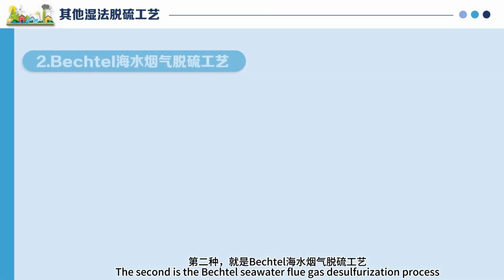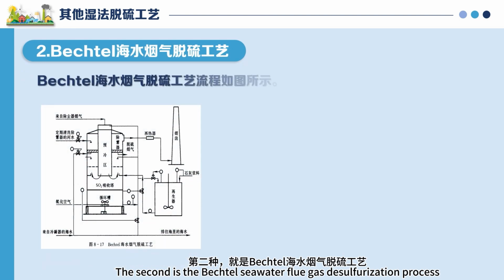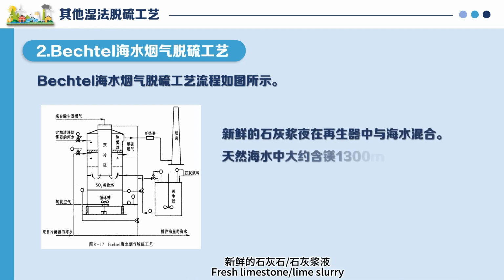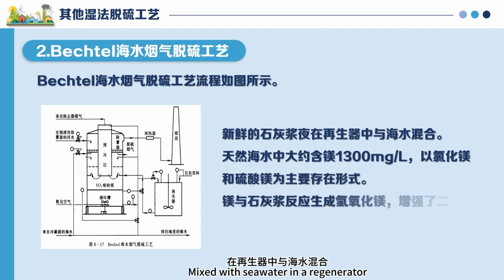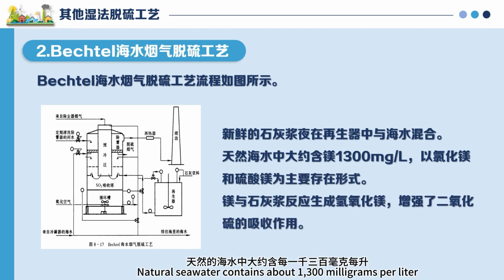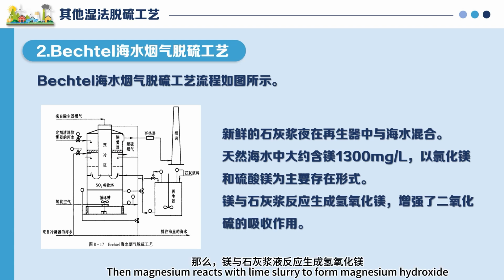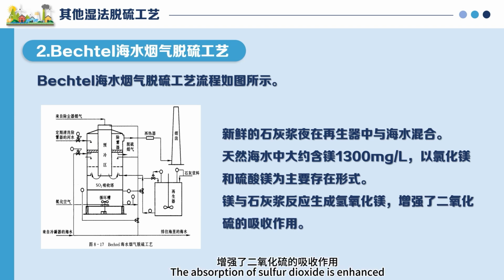The second is the Bechtel seawater flue gas desulfurization process. The Bechtel seawater flue gas desulfurization process is shown in the figure. Fresh limestone/lime slurry is mixed with seawater in a regenerator. Natural seawater contains about 1,300 mg per liter of magnesium, with magnesium chloride and magnesium sulfate as the main existing forms. Magnesium reacts with lime slurry to form magnesium hydroxide. The absorption of sulfur dioxide is enhanced compared with the limestone/lime wet process.